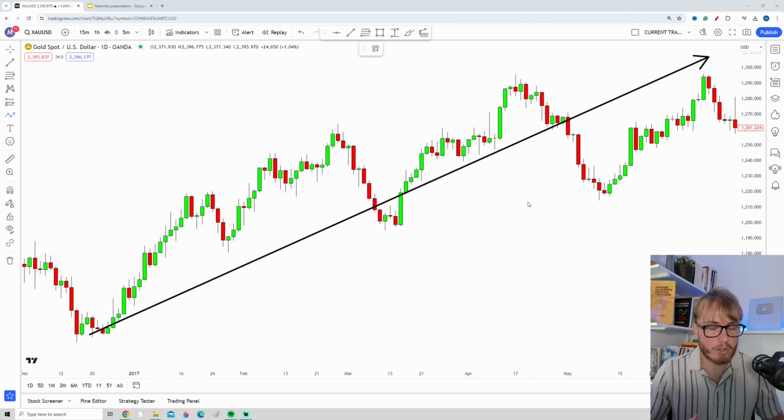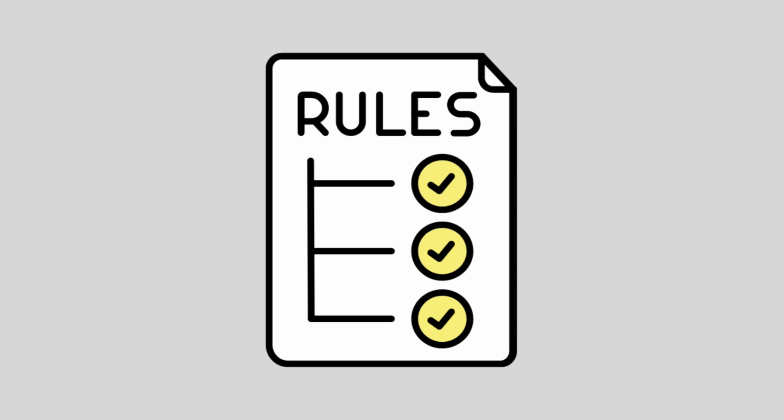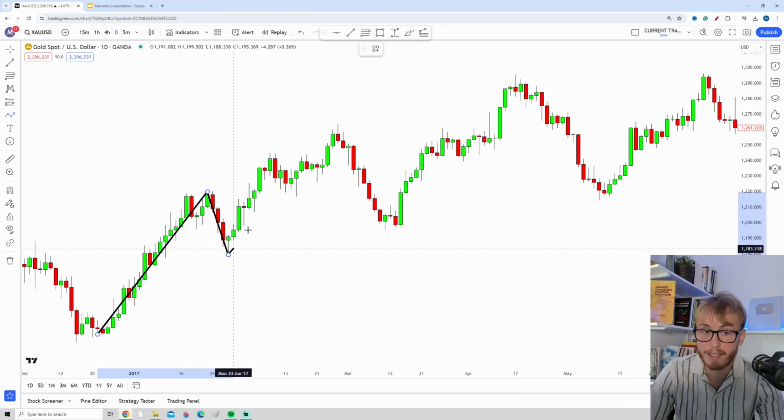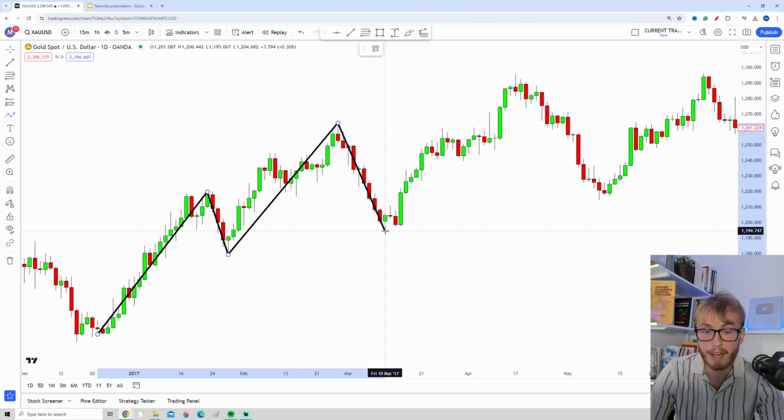But we are not in an uptrend simply because the price is going up. Because in order to have a real uptrend, the price needs to follow some specific rules. The first rule the price needs to follow is that in order to have an uptrend, we need to print consecutive higher highs and higher lows.